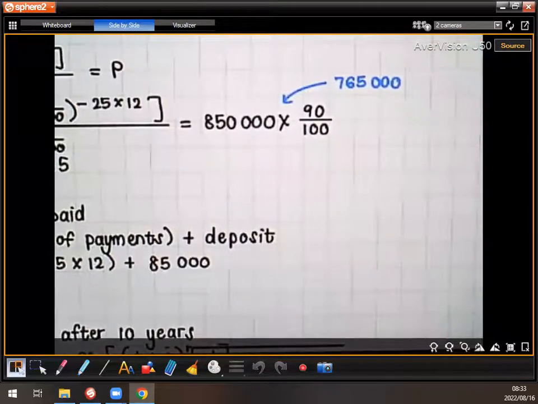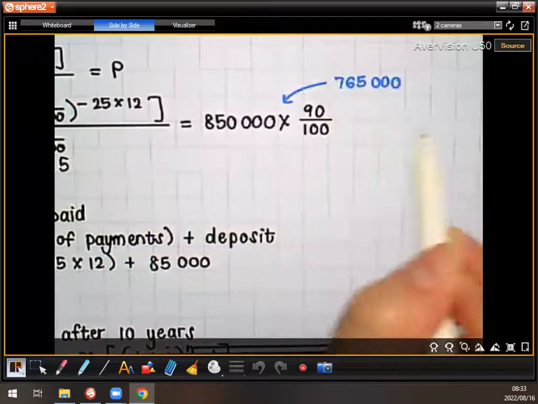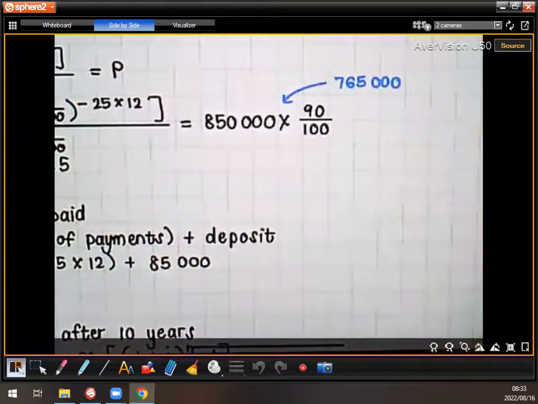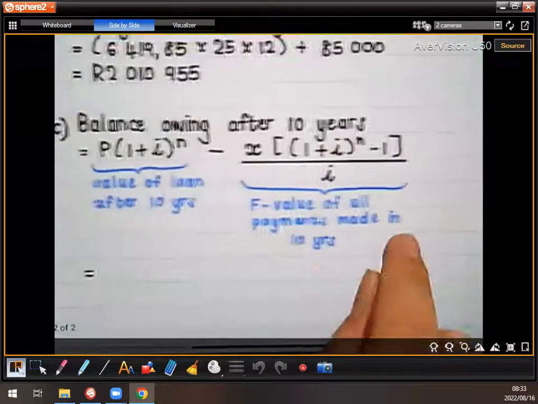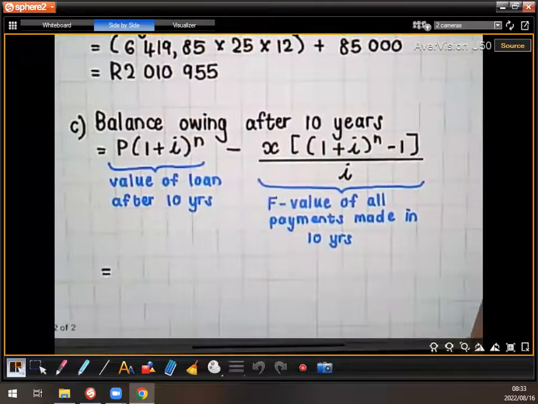The guy is not going to pay interest on the deposit, so we have to take that deposit off when we're doing our actual loan calculation. All right, so this is the amount that he's borrowing, 75,000. So this is the amount that's going to go in as our P, as that value there.